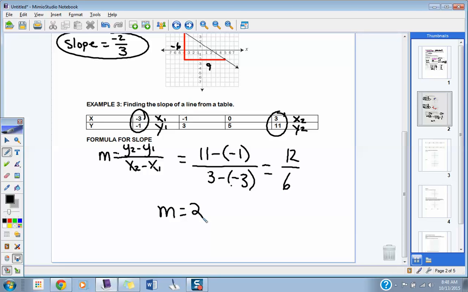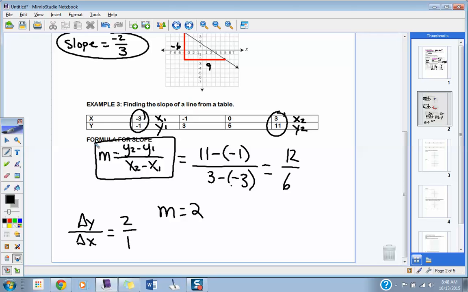Okay, so what this means is this: for every change in x, y will go up 2 units for every 1 unit that x changes. That's what that means. So the formula for finding slope is pretty important for you guys.